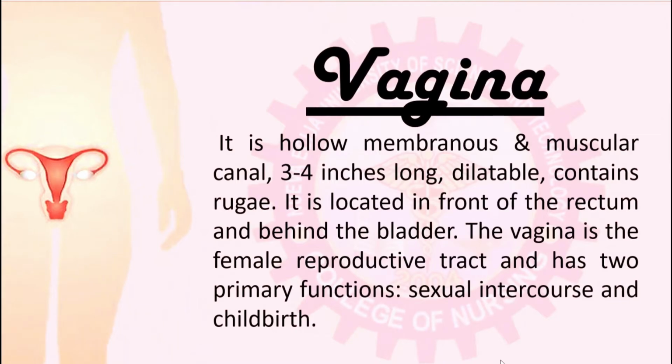First is vagina. It is a hollow membranous and muscular canal, 3 to 4 inches long, dilatable, containing rugae. It is located in front of the rectum and behind the bladder. The vagina is the female reproductive tract and has 2 primary functions: sexual intercourse and childbirth.